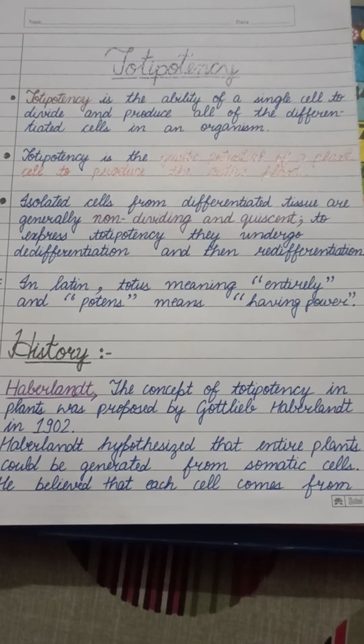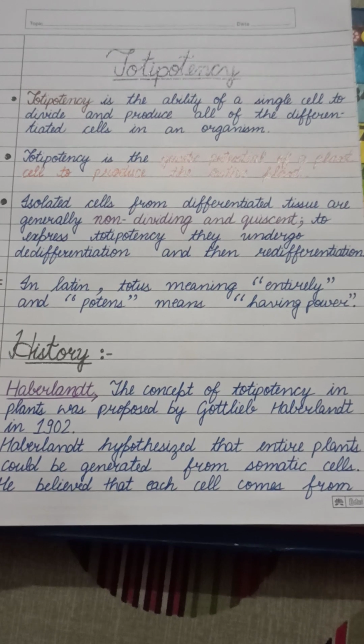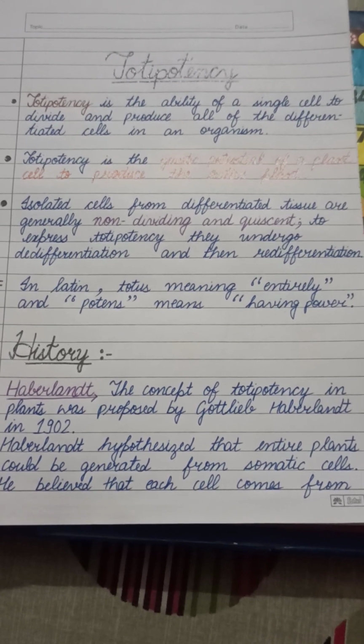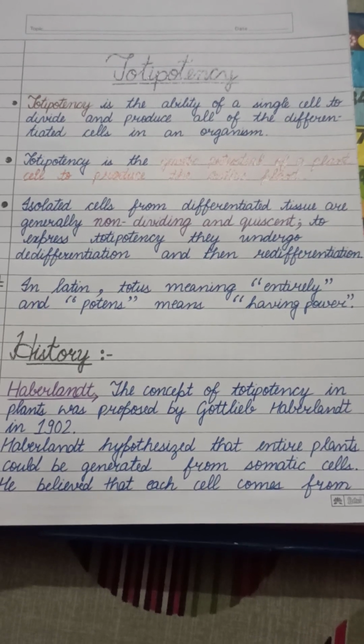Isolated cells from differentiated tissue are generally non-dividing and quiescent. To express totipotency, they undergo dedifferentiation and then redifferentiation. In Latin, totus means entirely and potens means having power.